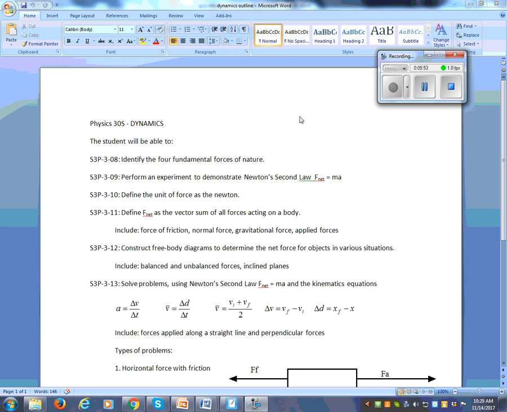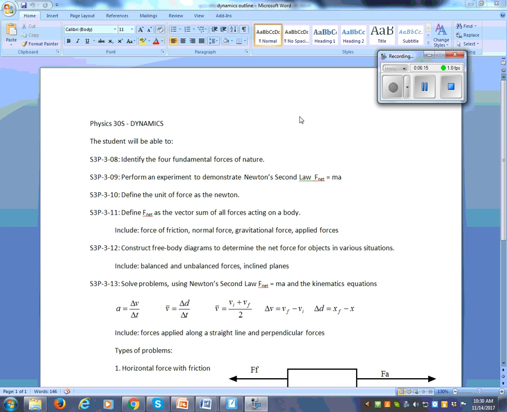That's pretty easy. All you have to do is say a Newton is the unit of force, and then you're done. Define F net as the vector sum of all forces acting on a body, or in other words, know that and be able to apply it. Construct free body diagrams to determine the net force of various objects, including balanced and unbalanced forces. And the big one, solve problems using Newton's second law, F net equals ma, and the kinematics equations.